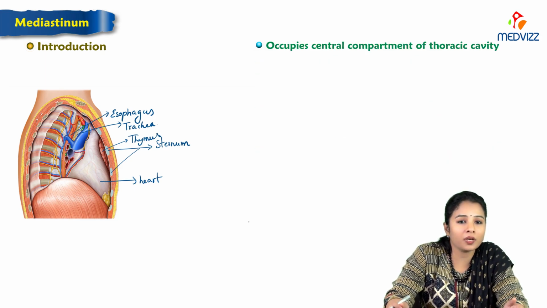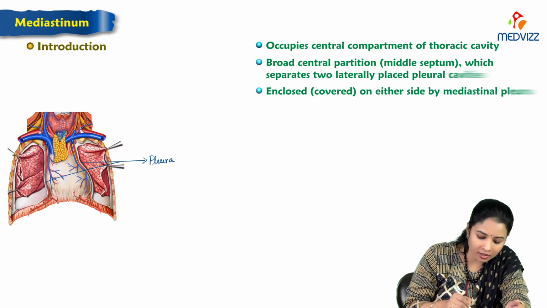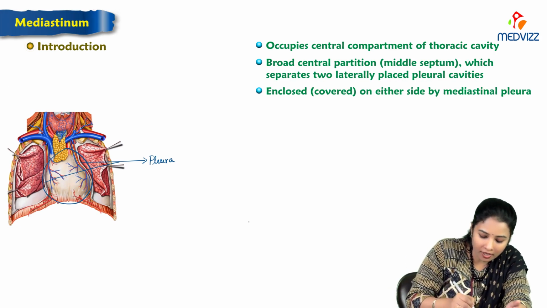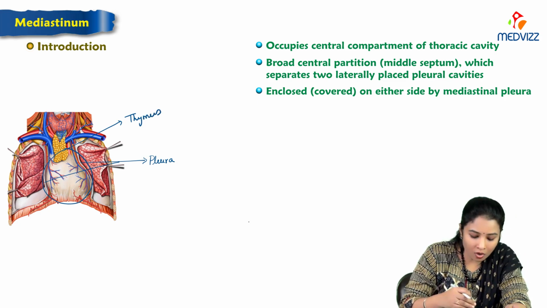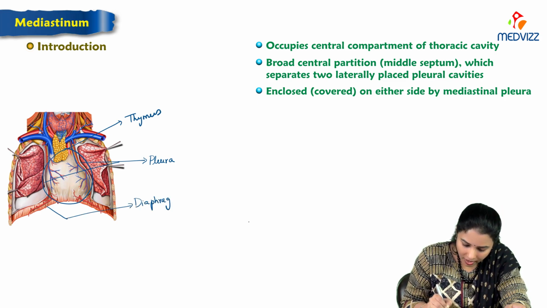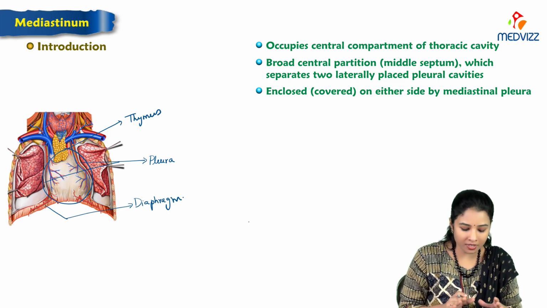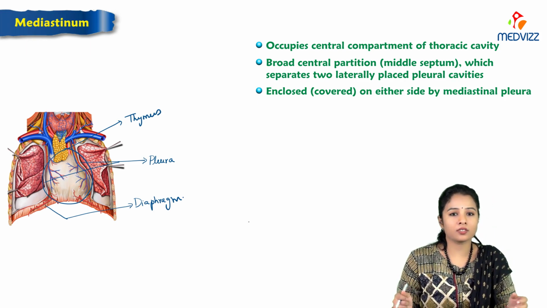The mediastinum occupies the central compartment of the thoracic cavity. Here we can appreciate the thymus, the great blood vessels coming out of and going into the heart, and inferiorly the diaphragm. This is the mediastinum after removing the sternum and the ribs anteriorly, and we can see it is like a gap between the two lungs and pleura.